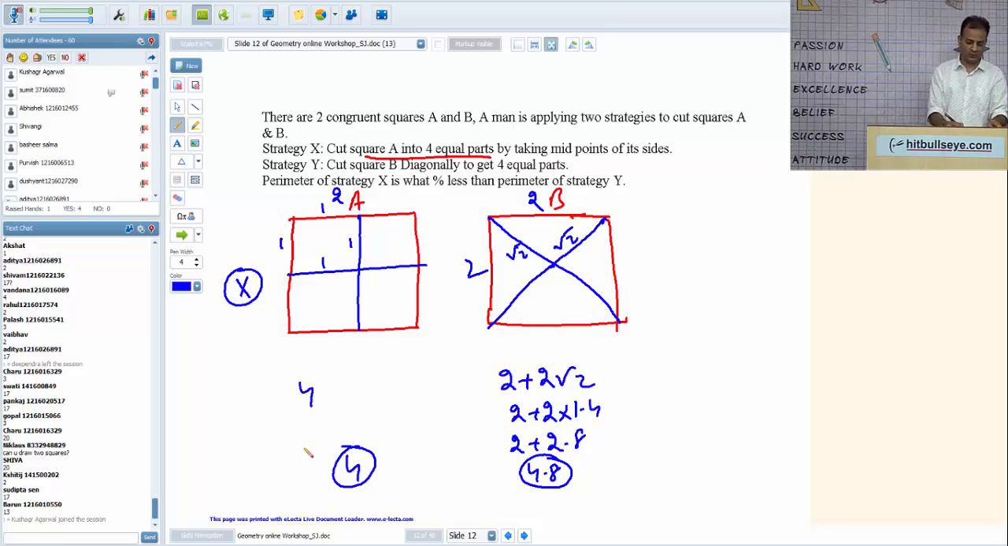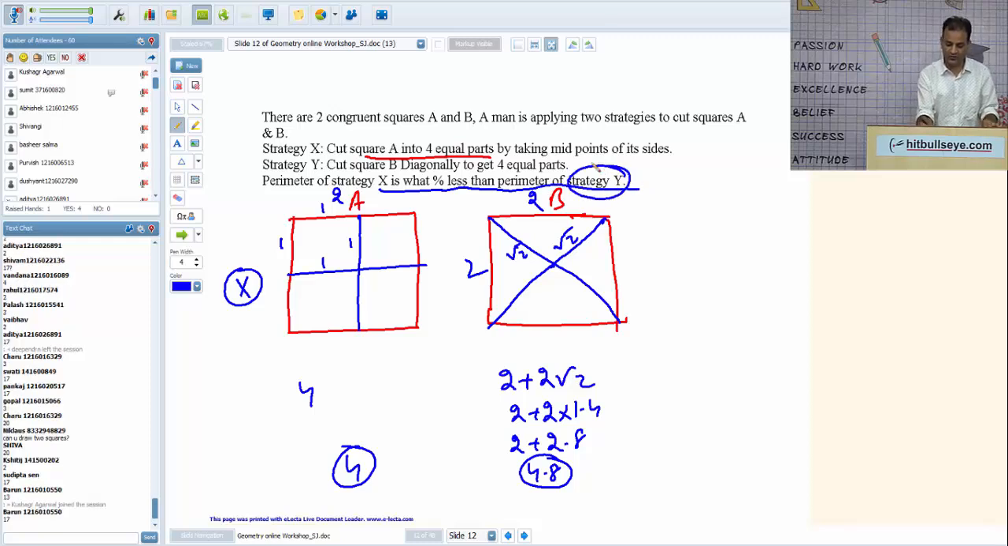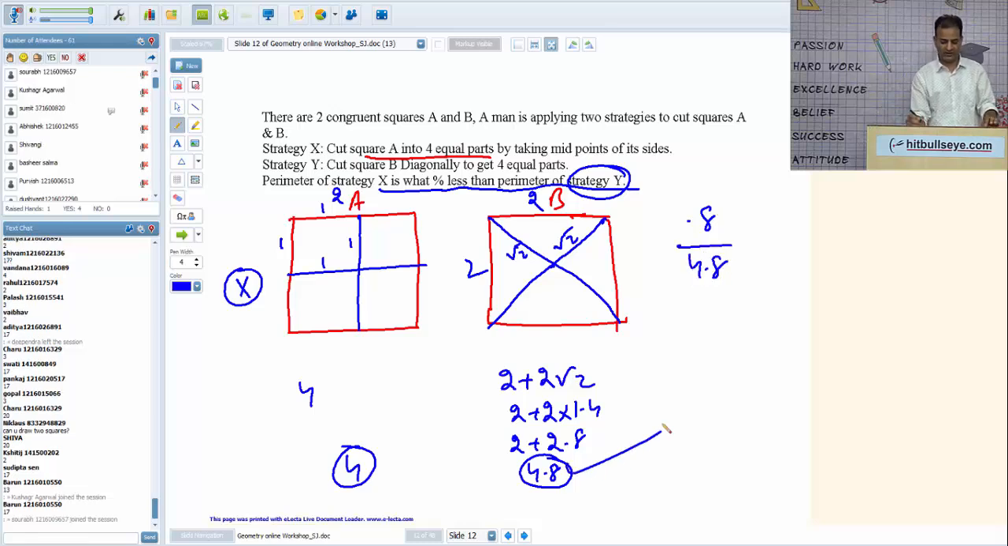Now what he is asking, those students who have given the answer 20, they have not seen the perimeter strategy X is what percent less than perimeter strategy Y. Comparison is with strategy Y. So how much is it less than? It is less than by 0.8, and comparison is with 4.8 with strategy Y. So the answer should be 0.8 over 4.8, which is 1/6.